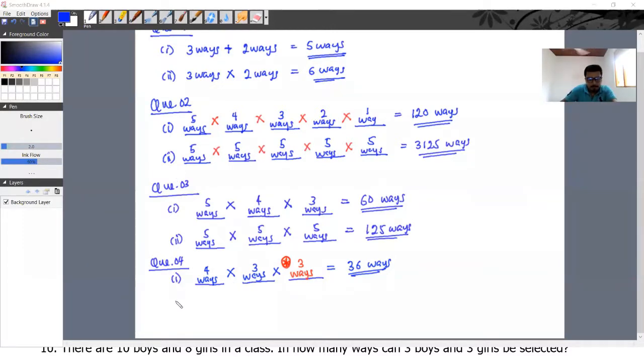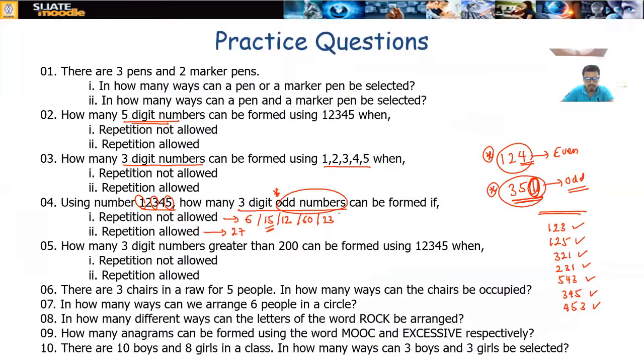Okay. Part 2. We need to form a 3-digit odd number. Has anyone given 36? Every other answer except 36 has been given. Right? Okay. Hope you got it.